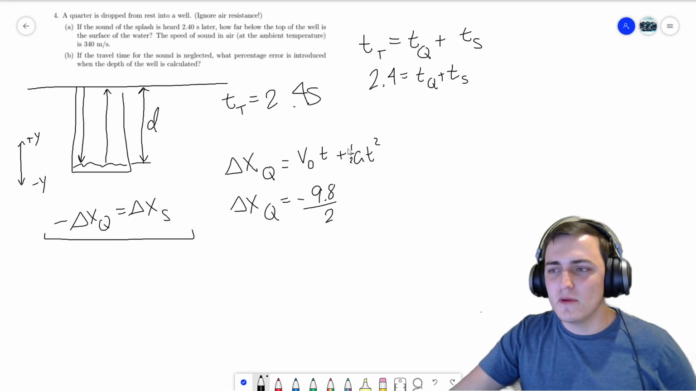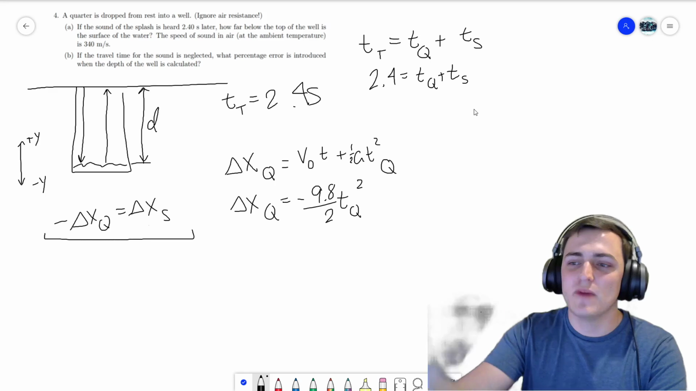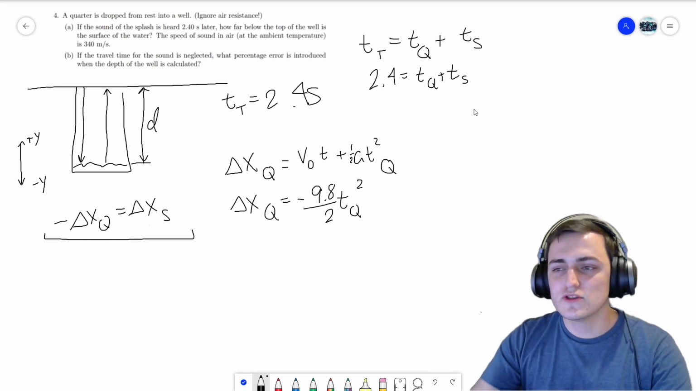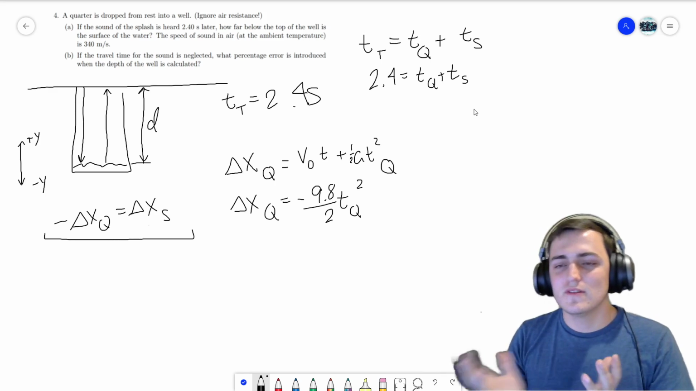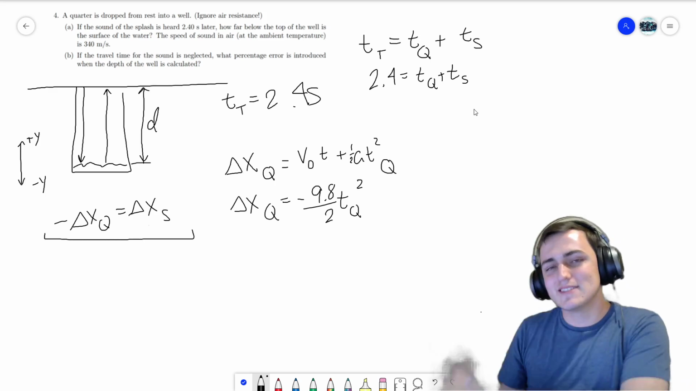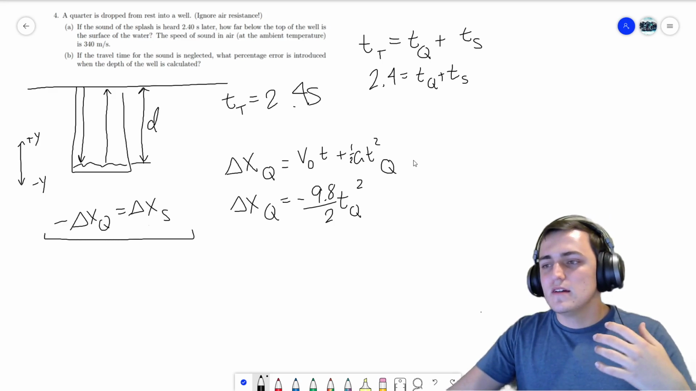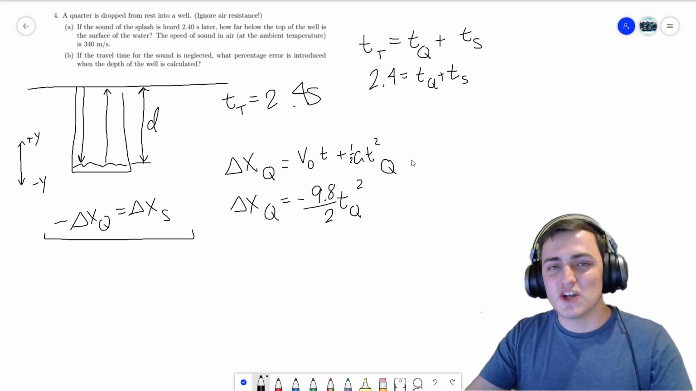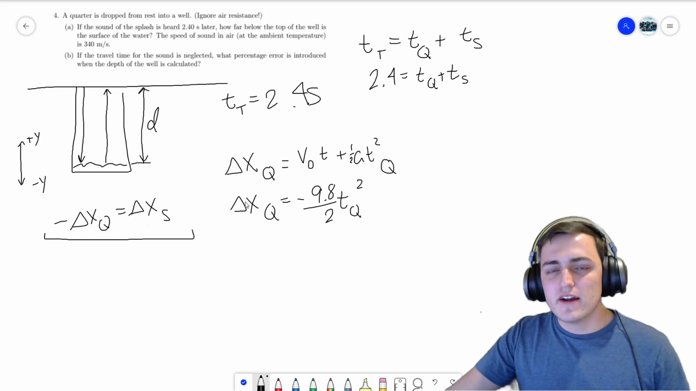And so when we talk about the motion of the quarter, we always refer to TQ, the time the quarter falls, and TS refers to the time the sound wave travels back up. And making that distinction is crucial in order to keep your variables separate. Right? We never want to confuse the properties of the quarter with the properties of the sound wave. Otherwise, nothing is going to work out. Those two objects are separate. And so we have to make sure that anything we connect between them is really shared between them. Now here we have as simplified of an expression as we can get for the position of the quarter.